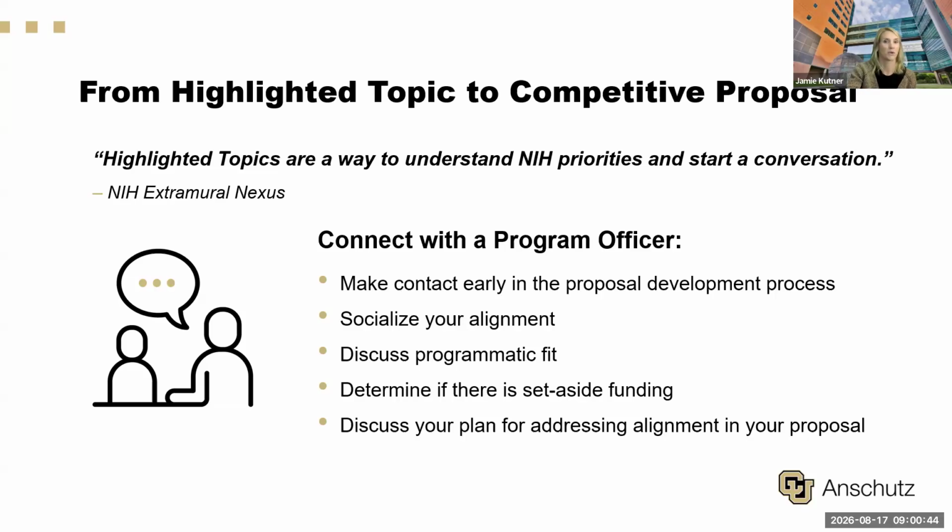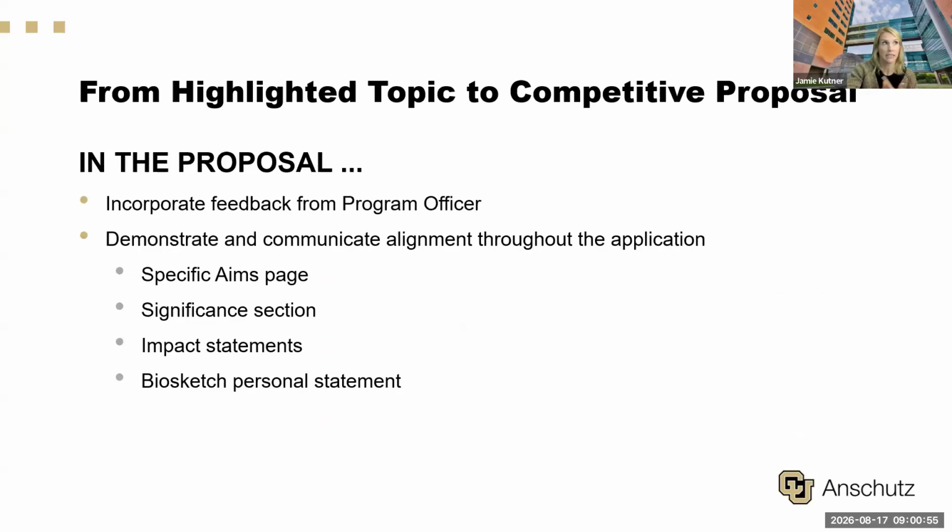So when we feel confident in our alignment and we have that clarification, incorporating that feedback and demonstrating that alignment throughout our proposal once we're ready to write is going to be really important. So we can't assume that the reviewers, or even the program staff that we have spoken to, will automatically make those connections. We have to really demonstrate throughout the proposal that your science is really addressing an NIH priority.